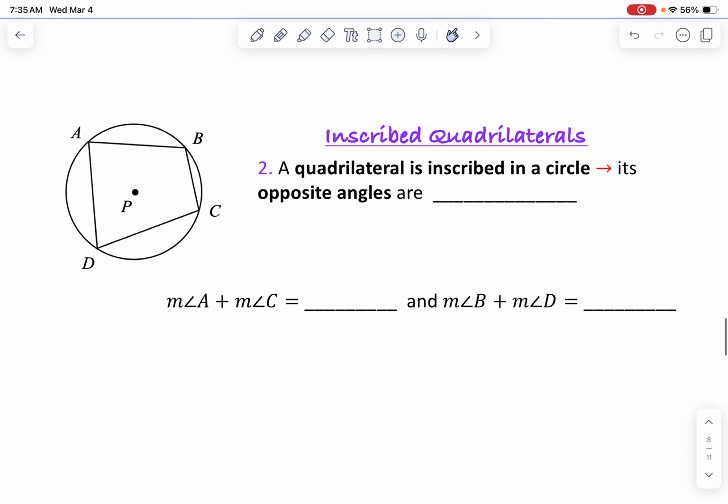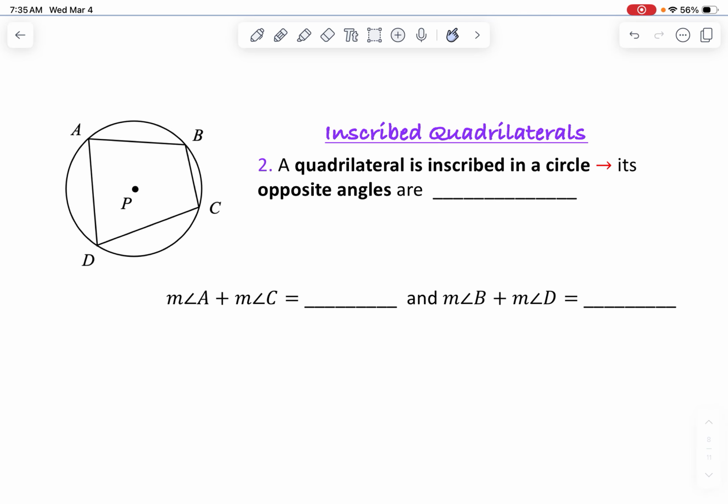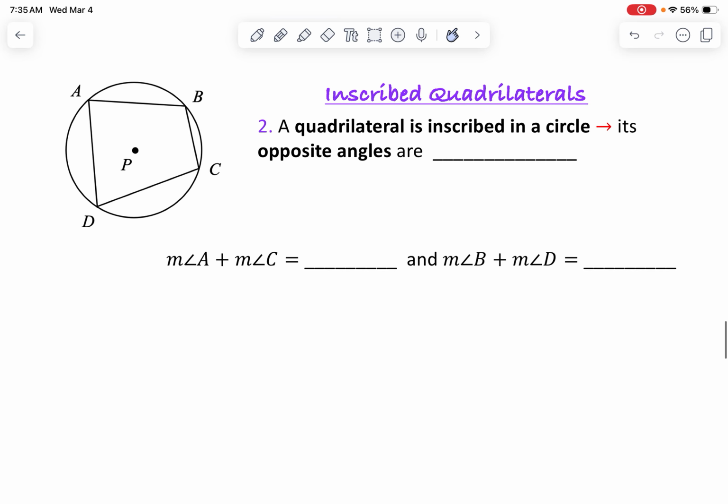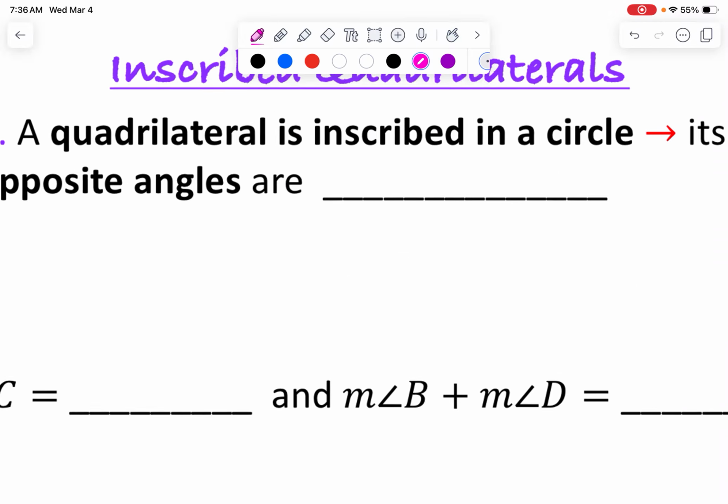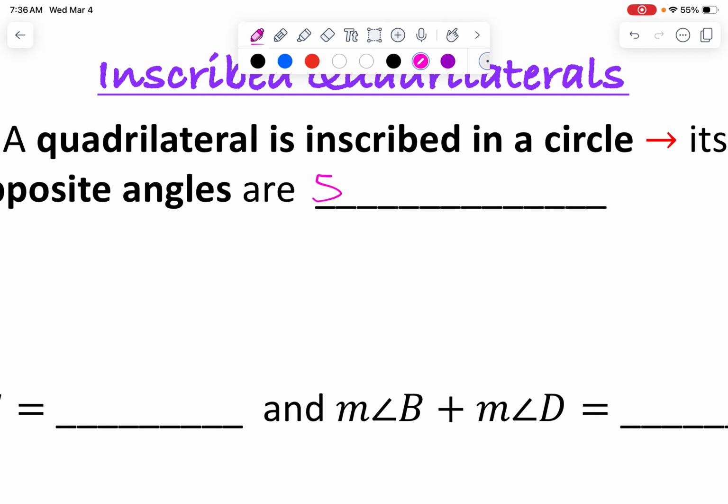All right. Okay, there's one other thing that I want to go over in this lesson. You have inscribed angles that end up forming a shape, and in this case a quadrilateral, a four-sided shape. So if a quadrilateral is inscribed in a circle like you see here in the picture on the left, then its opposite angles are supplementary.